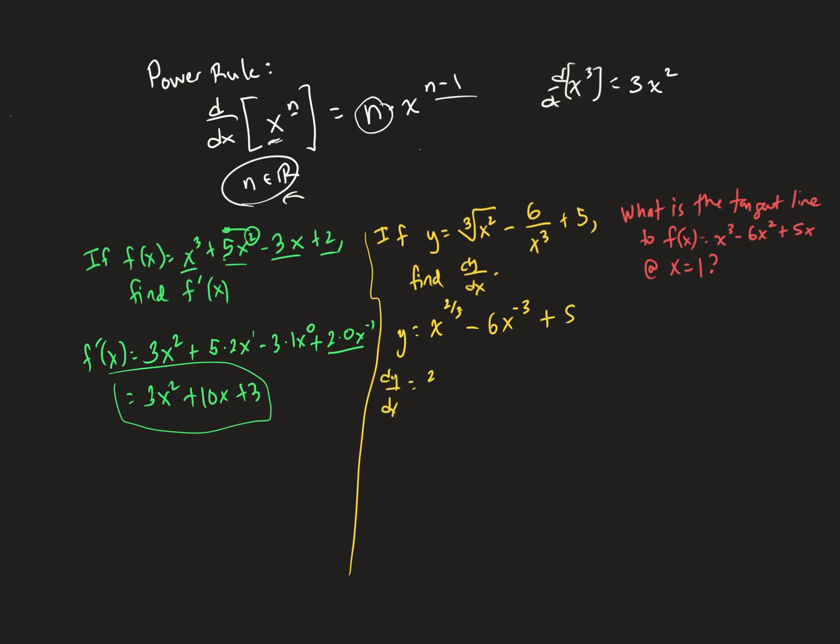Bring the 2/3 down, reduce the power by 1, bring the negative 3 down, reduce the power by 1, and then that constant, the derivative of a constant, that was one of the rules we looked at in the last one, is 0. Now, at the end of this, I'm going to rewrite it as it appeared first. I don't have to, but on a multiple choice part, it's likely to be written in this form.